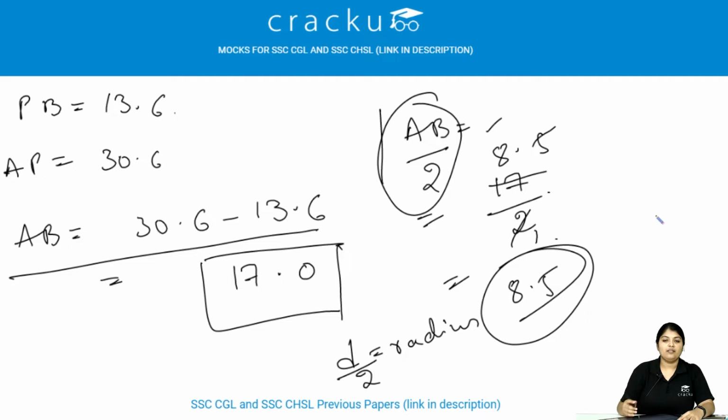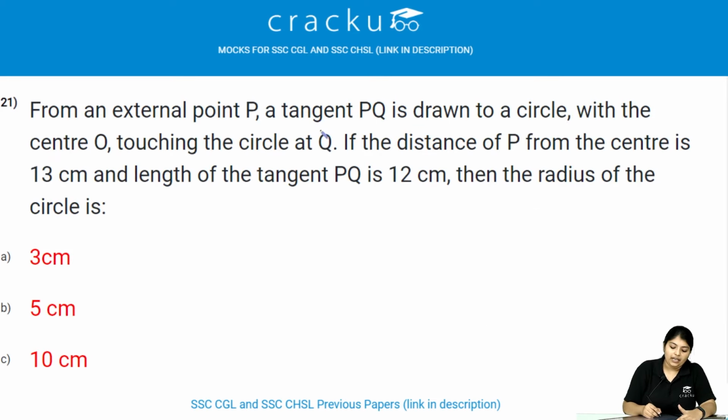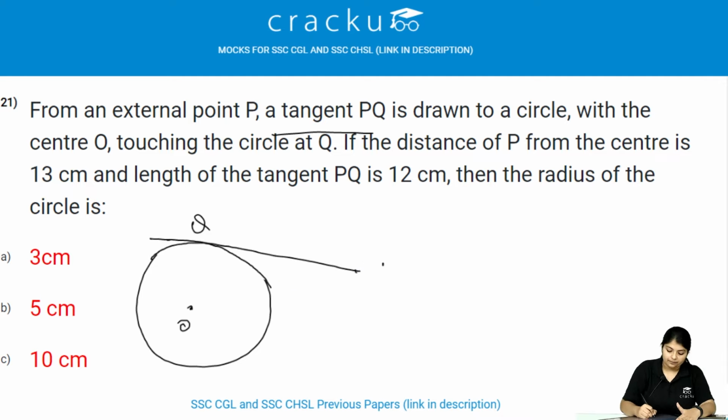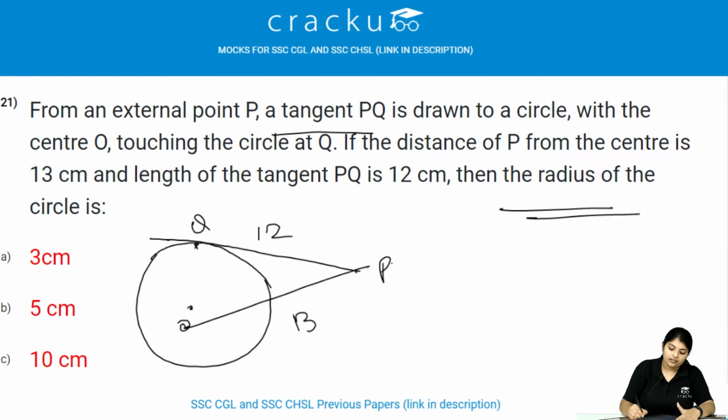Okay. Let's see the next question. Be careful while attempting the questions. From an external point P, a tangent PQ is drawn to the circle with center O, touching the circle at Q. So, this is circle O, center O, this is Q, this is the external point P. If the distance of P from the center is 13 centimeters and the length of the tangent PQ is 12 centimeters, then the radius of the circle is, that is they are asking OQ.